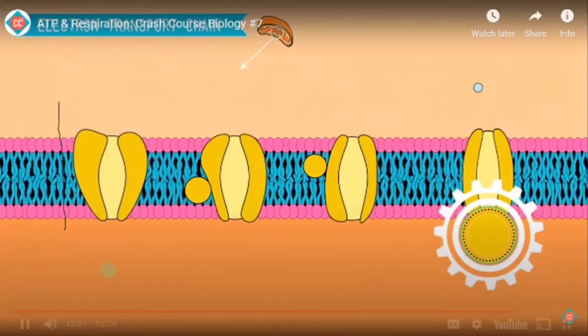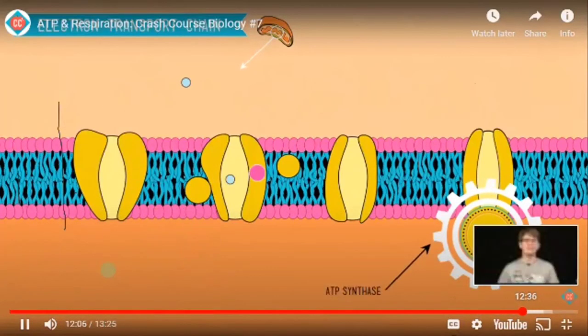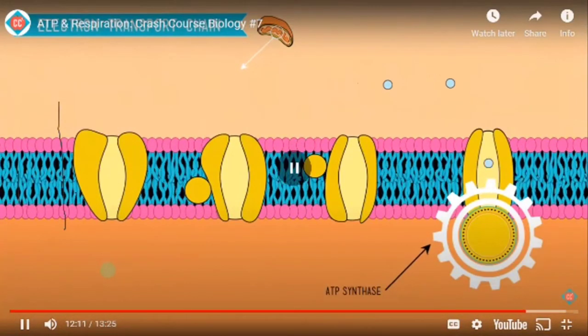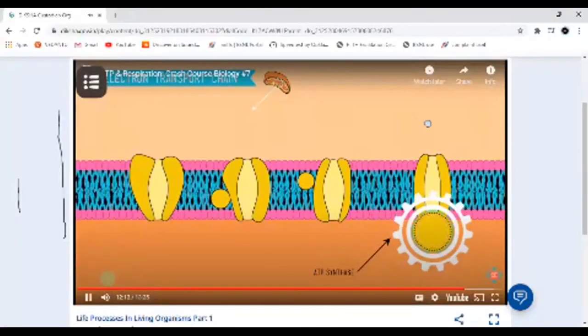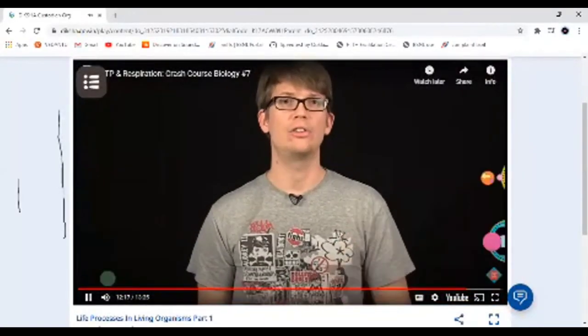So all of these anxious protons are allowed back in through a special protein called ATP synthase. And the energy of this proton flow drives this crazy spinning mechanism that squeezes some ADP and some phosphates together to form ATP. So the electrons from the 10 NADHs that come out of the Krebs cycle.